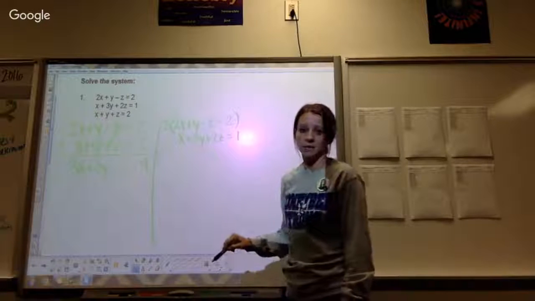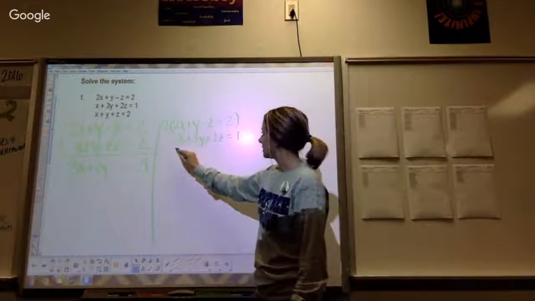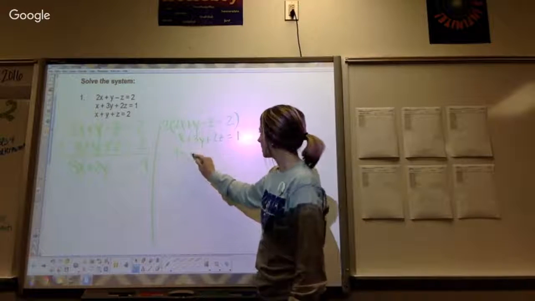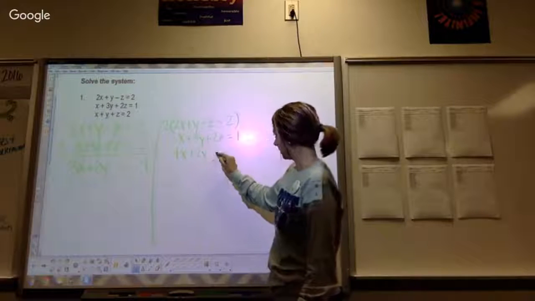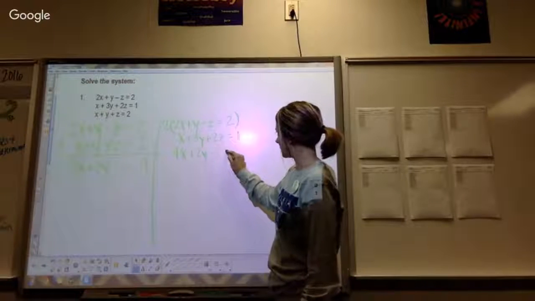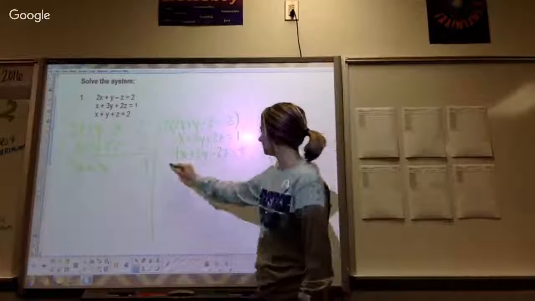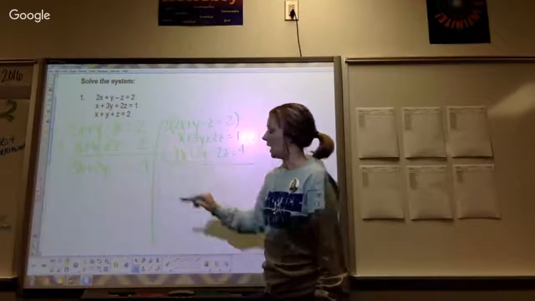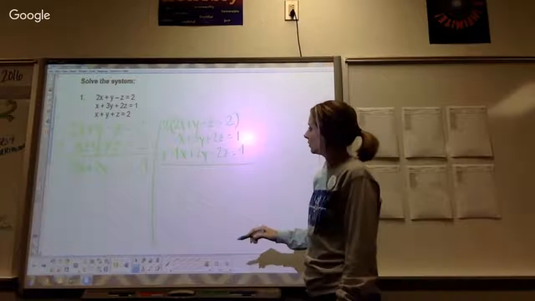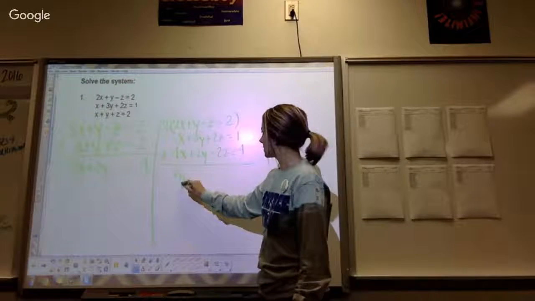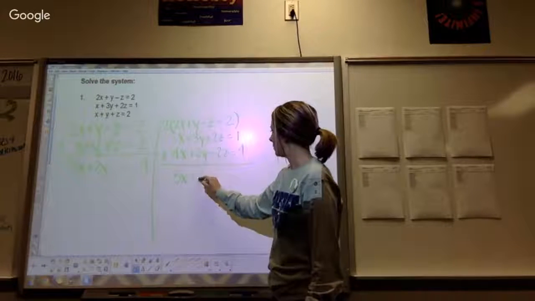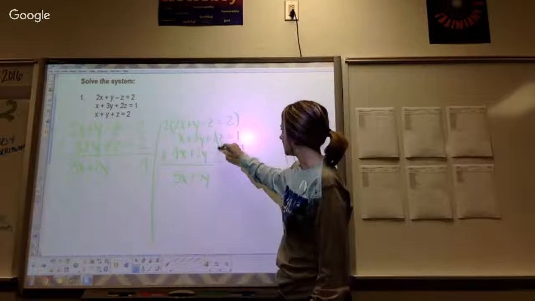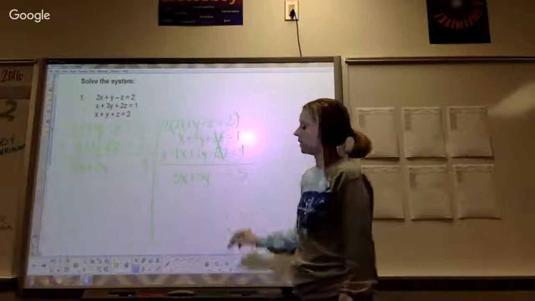It's already a negative z. When we distribute that, that's 4x plus 2y minus 2z equals 4. And I'll add those two equations together. So notice we end up with 5x plus 5y, and the z's cancel, that equals 5.